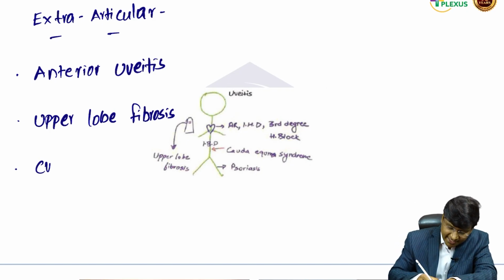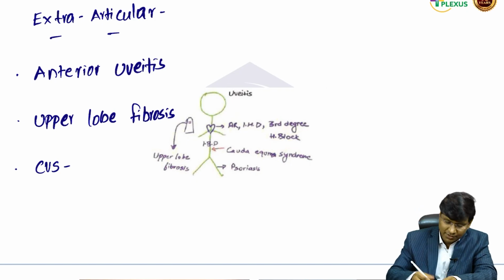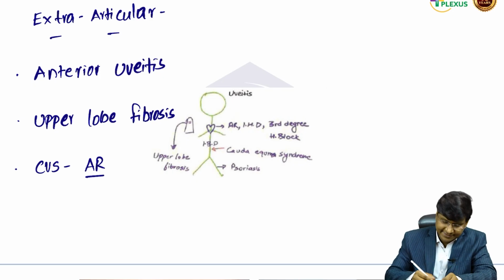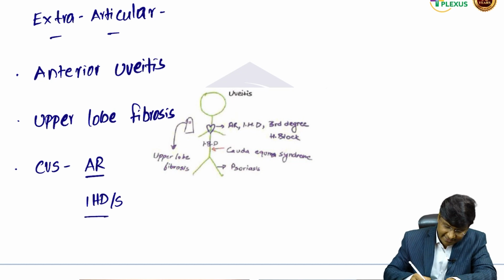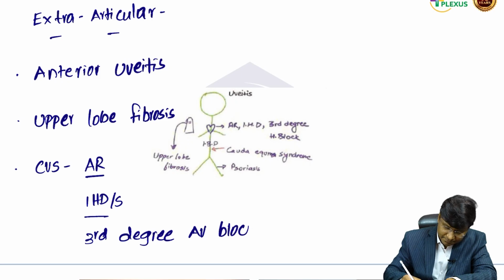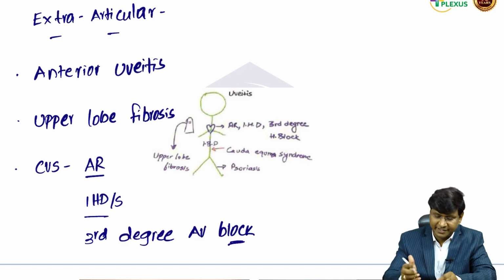Then you take the cardiovascular system manifestations. The cardiovascular system manifestations include the development of AR, that is aortic regurgitation, then ischemic heart diseases, followed by third degree AV block. Right, third degree AV block. Okay, so these are the cardiovascular system manifestations.